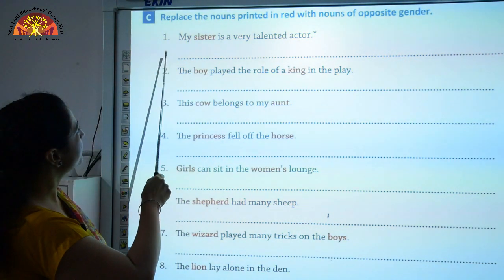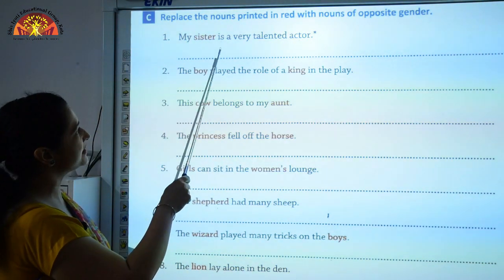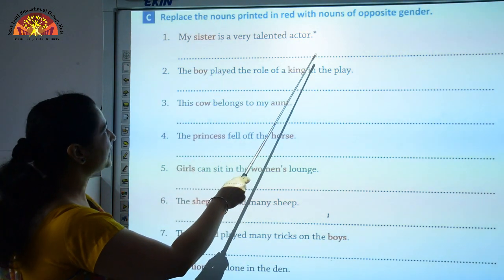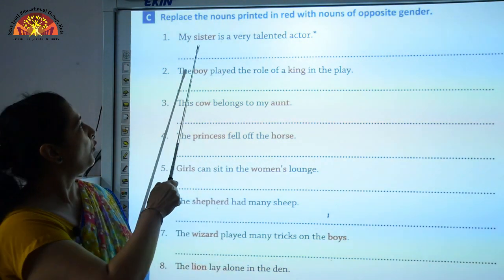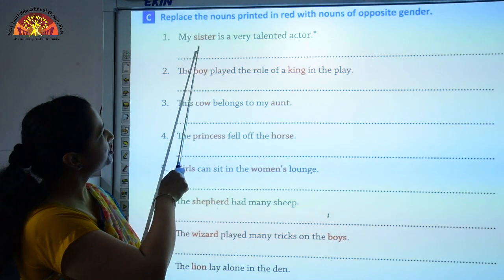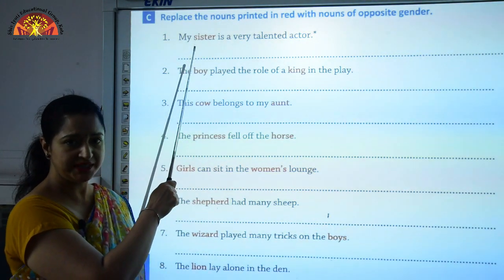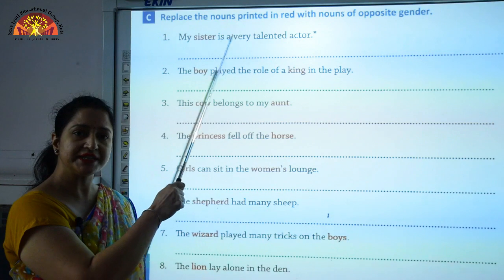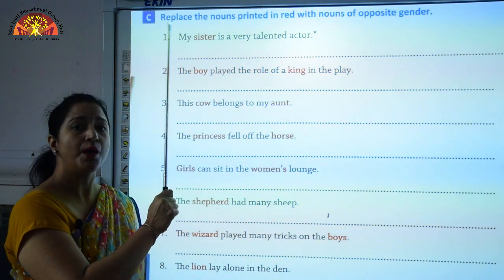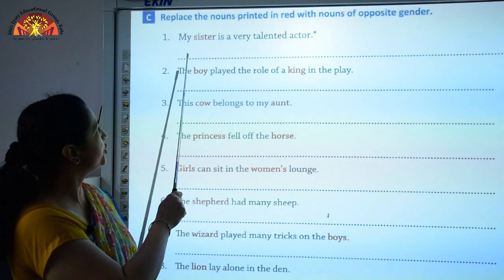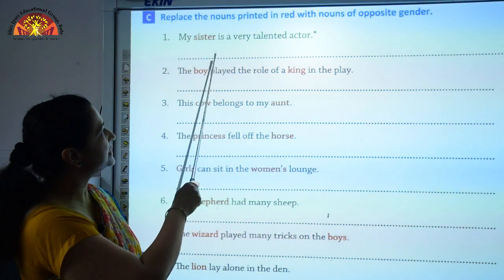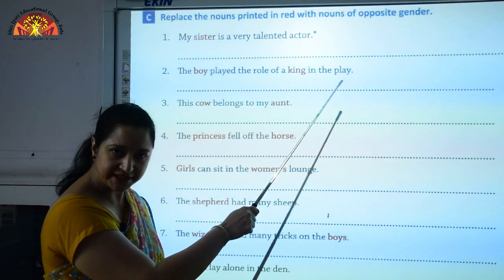Okay, so number 1 is: my sister is a very talented actor. So what is the opposite of sister? Sister is a feminine gender, we all know that. So what is the masculine gender of sister? Brother. Okay, so you will write: my brother is a very talented actor.